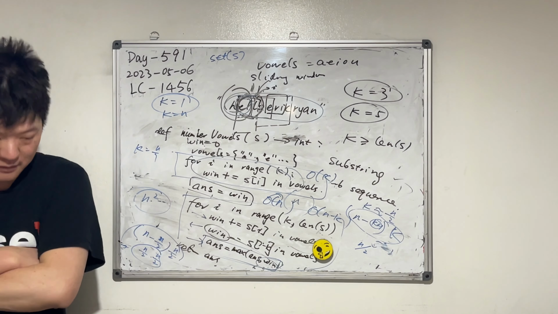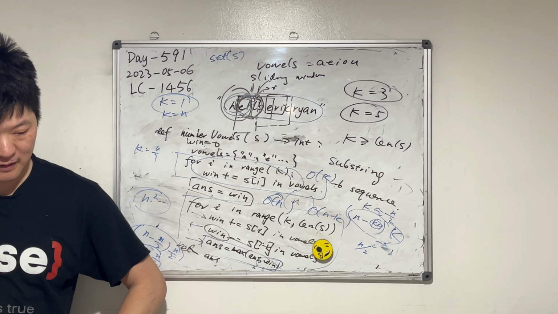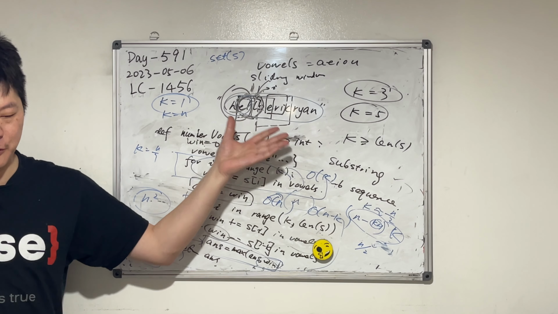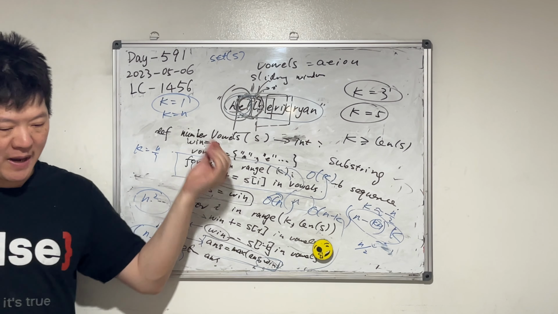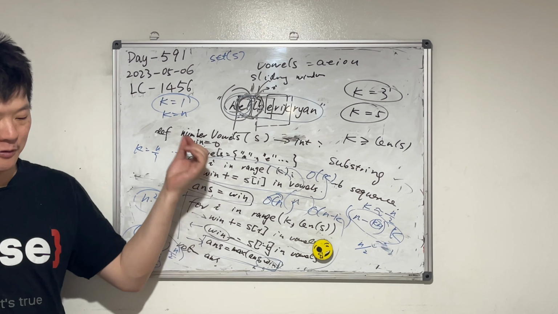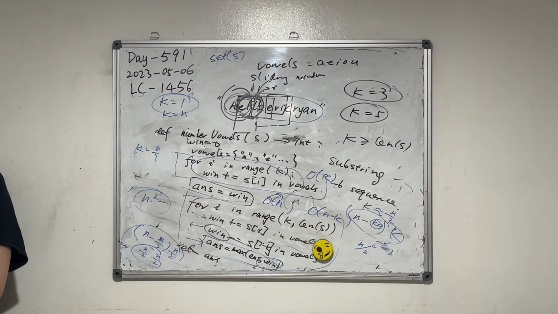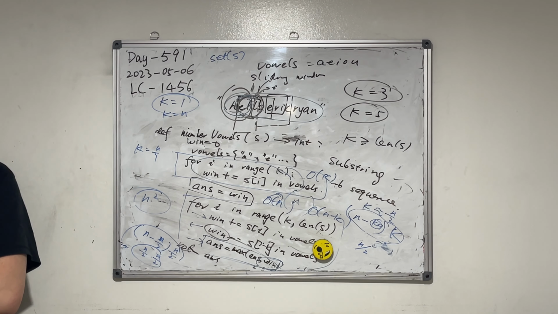We have a string, and you have K, and you want to find the maximum number of vowels in a substring of size K. So we're given a string which contains lowercase letters, and we want to find the maximum number of vowels in a substring of size K in the given string. Lots of solutions. What's the solution? One of the solutions, which is the first one, is we have this sliding window.